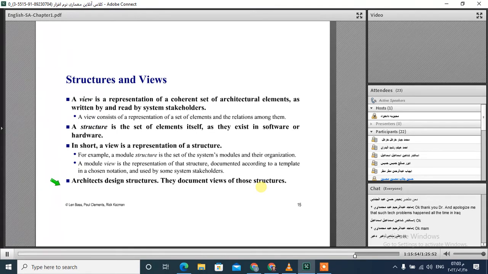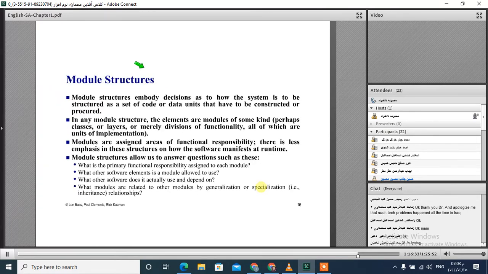So after the architect designs the structures of the system, he or she should document views of those structures. After deciding about the structures of the system, they should write down the structures. How can they write down the structures? They use views, different types of views, to write down and document those structures. So we have different types of structures and we need views to represent those structures.